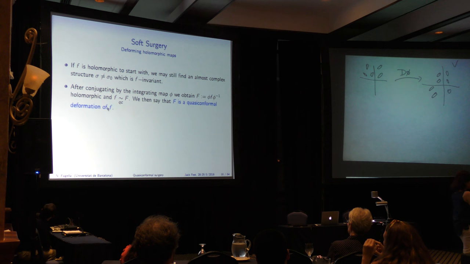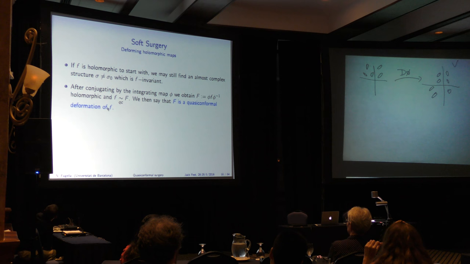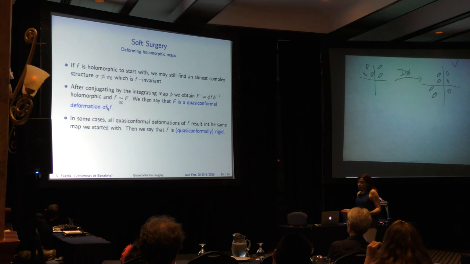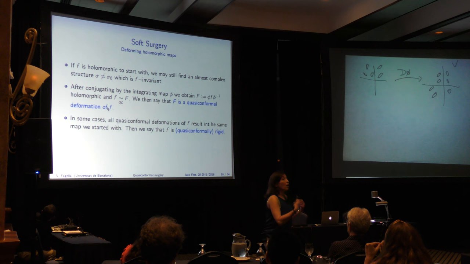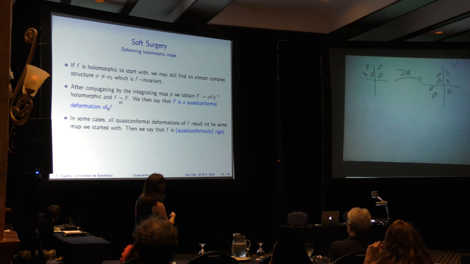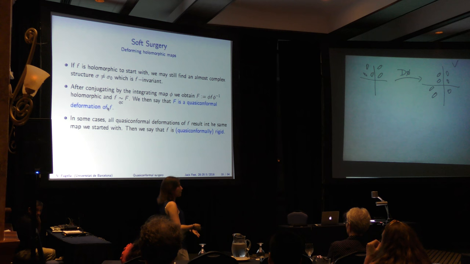Okay? So you've kept the original and you've built a new holomorphic map which comes from the other by a quasi-conformal conjugacy. In some cases, you do this over and over and you always get the same map you started with. This is what's called rigidity. Okay, so a map is quasi-conformally rigid if no matter which deformation you do, you always end up in the same place. And let me give you an example.